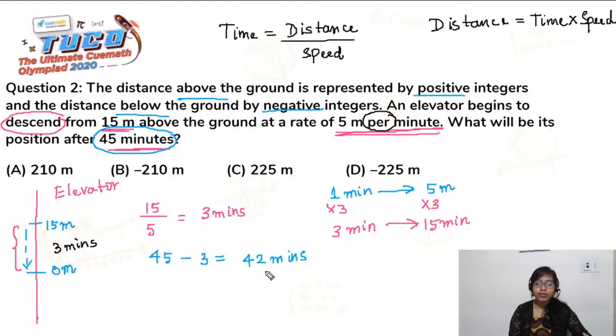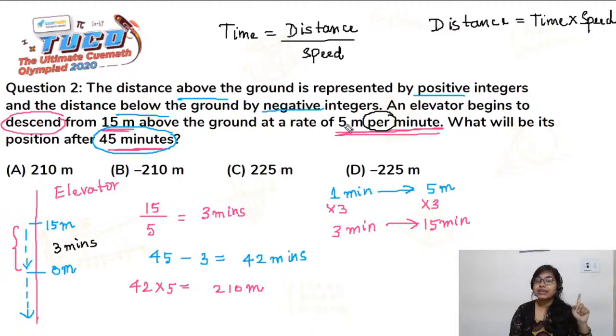But in these 42 minutes, the elevator is going below 0 meter. And we know that anything below the ground is represented by negative integers. So in the rest of the 42 minutes, what is the total distance that the elevator would cover? If 5 meters is being covered in 1 minute, then in 42 minutes it would be 42 times 5, which gives us 210. 210 meters would be covered in the rest of the 42 minutes.